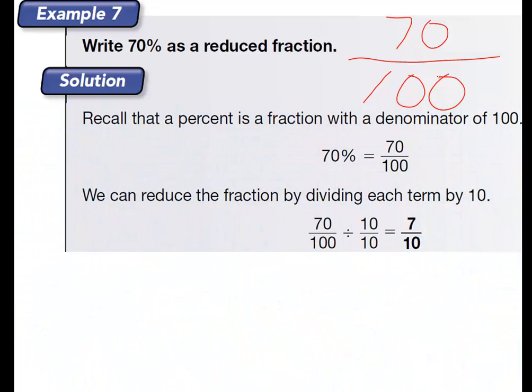So 70 over 100, if we pull out the 10 over 10, we end up with 7 over 10. So 7/10 is 70% reduced to its smallest fraction, not its smallest percentage, the smallest fraction.